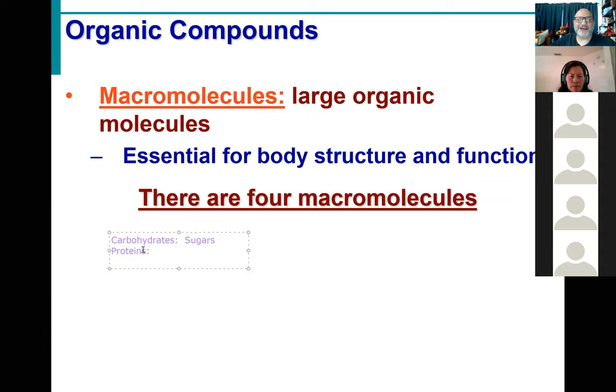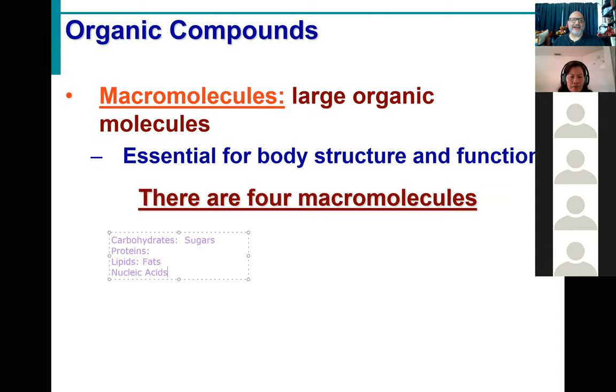True, fats, although we need a fancy word for fats. What's the fancy word for fats? Lipids, excellent. And hold on, I see someone's in the chat. I got to get my chat window back up. Excellent, perfect. We got the lipids there. And what's the fourth? Nucleic acids. There you go, excellent. Nucleic acids, perfect. Those are our four macromolecules.